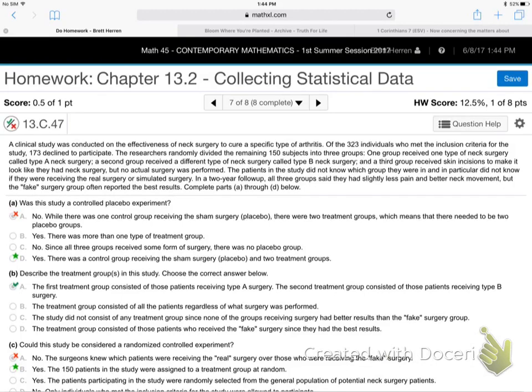Here we go. Neck surgery, arthritis, same kind of thing. Divide into three groups. One received neck surgery A, another B, and the third, the fake. Same kind of thing. There are two different kinds of surgery and then fake surgery. Let's go through it. Was this study controlled placebo?